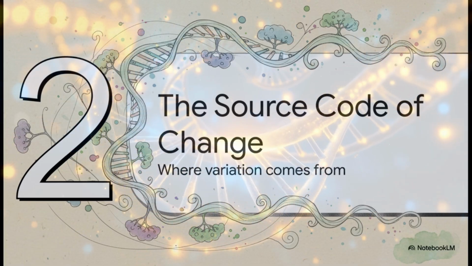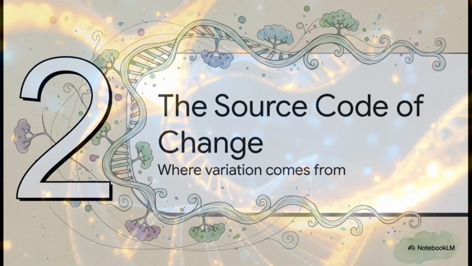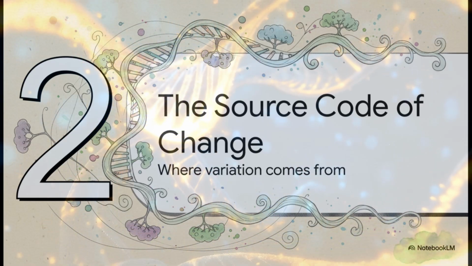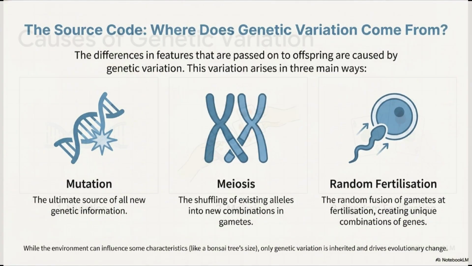Okay, so we've established that there's all this variety out there. But where does it actually come from? How do brand new traits even appear in the first place? To get that answer, we need to go right to the source code of life. It really boils down to three main things. First, and this is the big one, you have mutation. This is what creates totally new genetic information. Then you have meiosis and random fertilization. Now, think of these two like shuffling a deck of cards. They don't create new cards, but they shuffle the existing ones into brand new combinations. So every single individual ends up with a completely unique hand of genes.